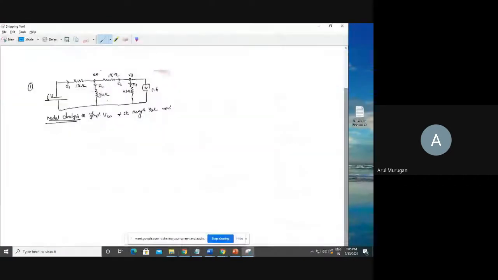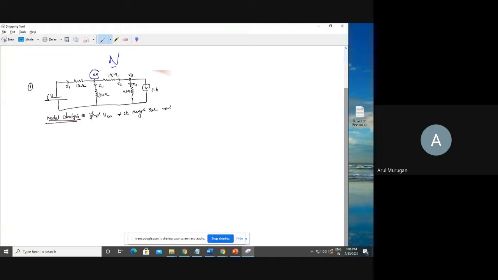So let's go ahead. Is this a super node or a normal node? First you want to identify. Here is node 1, here is node 2. Between the two nodes, if a voltage source is present, only then it is called a super node. Please all of you mute yourself. Between these two nodes no voltage sources are present, that's why it is the normal node method.